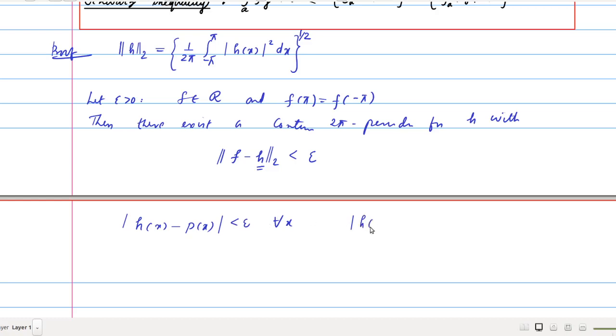So we have h of x. For simplicity, we write h itself: h minus p, squared, is less than epsilon square. Then integrate this from minus pi to pi, not a to b, minus pi to pi. Then multiply it with 1 by 2 pi. Then the same inequality is retained, and by taking epsilon square out, this will become epsilon square itself, because the integral will be 2 pi, so we can cancel 2 pi from the numerator and denominator.